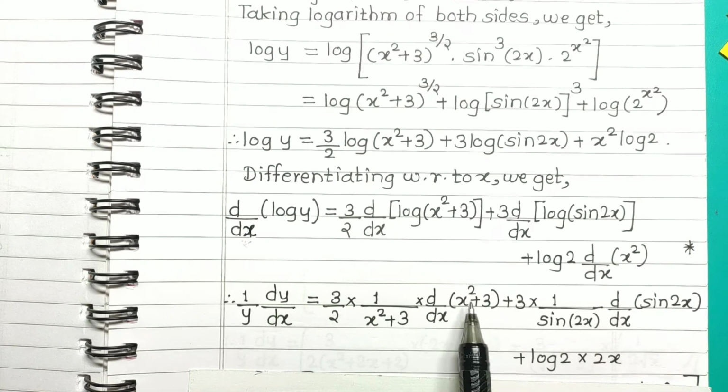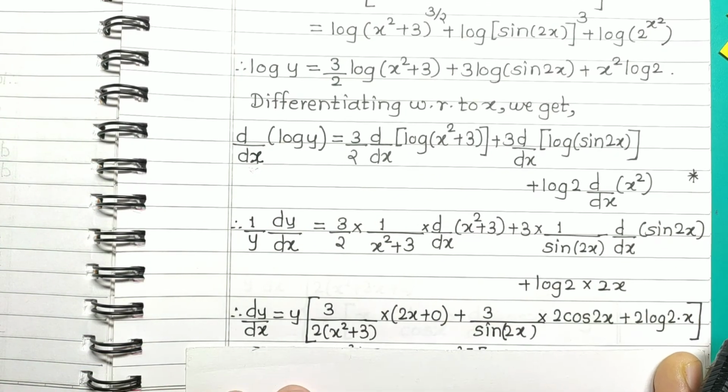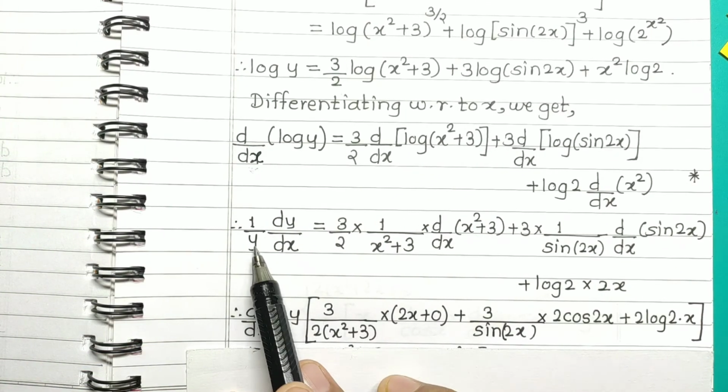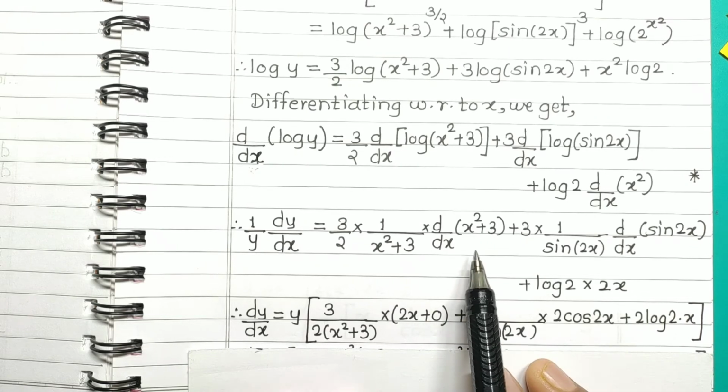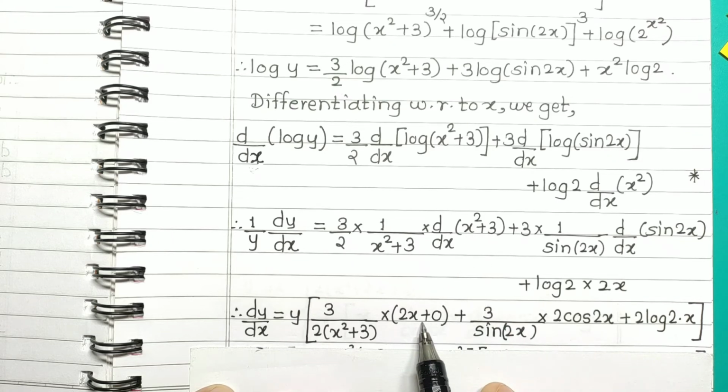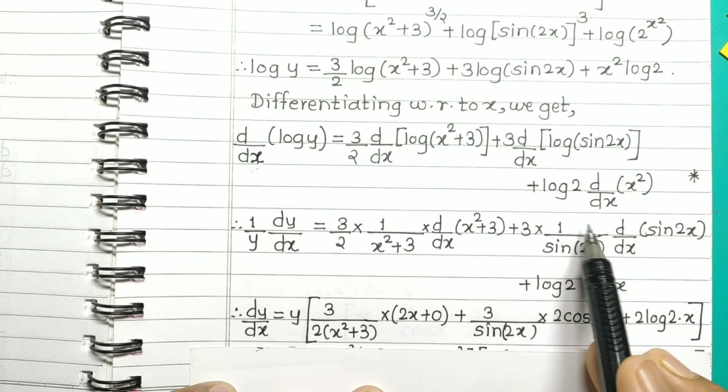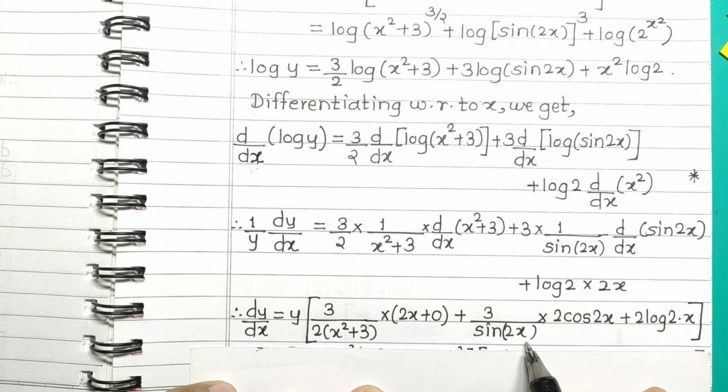Now let's evaluate these two derivatives in the next step. See here we have dy by dx. Here y is multiplied on the RHS. So dy by dx is equal to y into, rearranging these terms, we can write them as 3 by 2 into x square plus 3 into, see, this is very simple to evaluate this derivative. The derivative of x square is 2x. Since 3 is constant, its derivative is 0. Plus this 3 is constant and we can write it as 3 upon sine 2x.